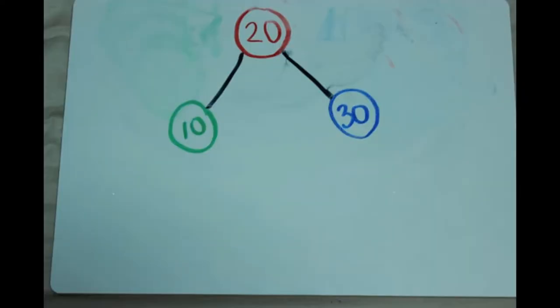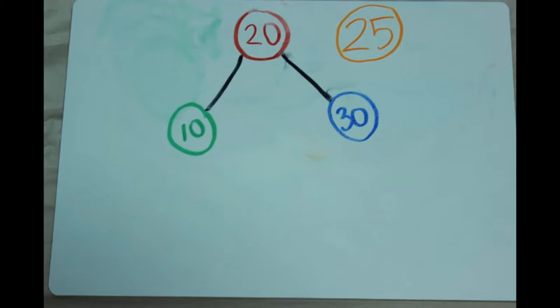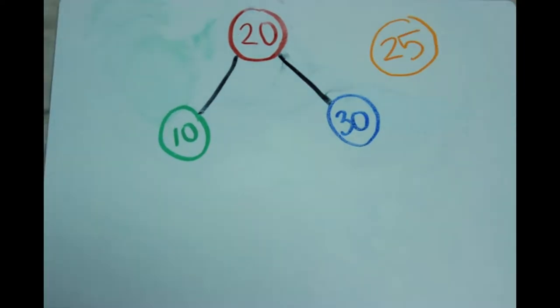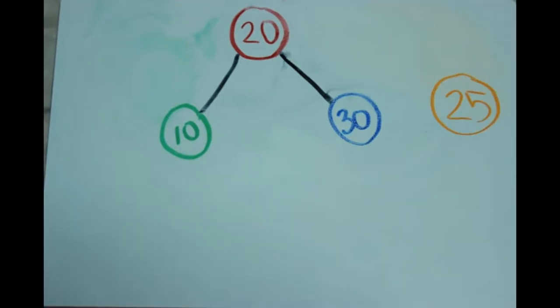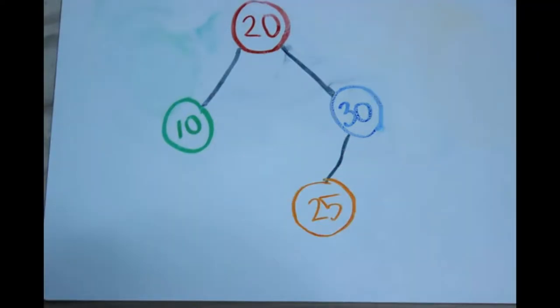Now let's see how to insert nodes into a BST that contains multiple nodes. Let's use the same example. Now I want to insert a node with a value of 25. First, check the root. Is the input less than or greater than the root? Since 25 is greater than 20, move down the right subtree. Next, check the root of the right subtree. Is the input less than or greater than? Since 25 is less than 30, 25 will be placed on the left subtree of the node.